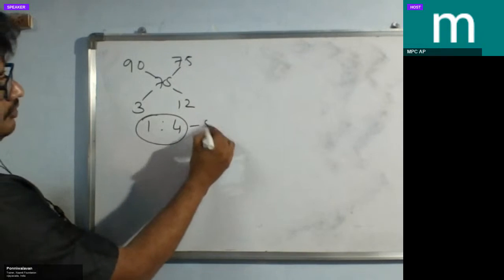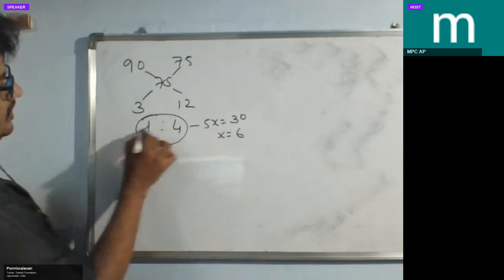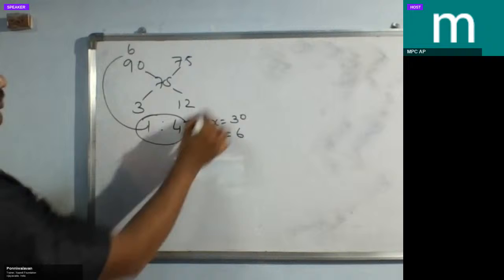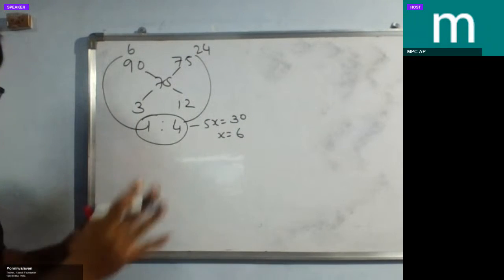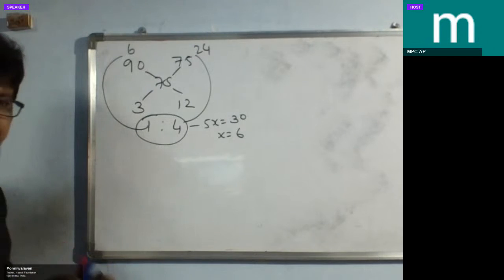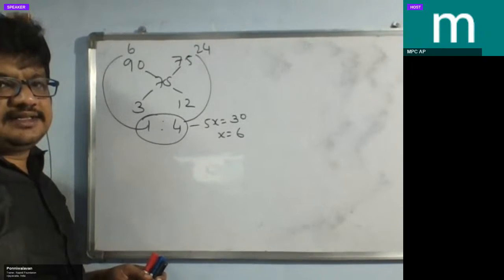Okay, so 5 times is 30, so x equals 6. So 1 into 6 is 6, and 4 into 6 is 24. That's all for this question, that much time only. Okay. Second one, next one.